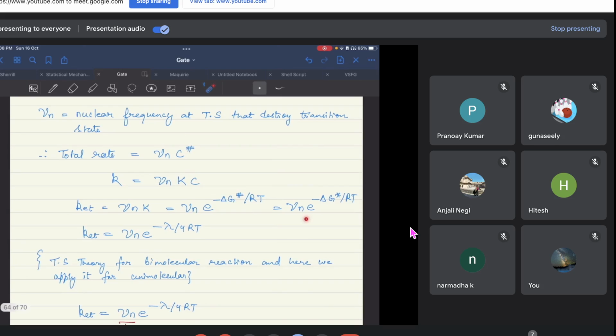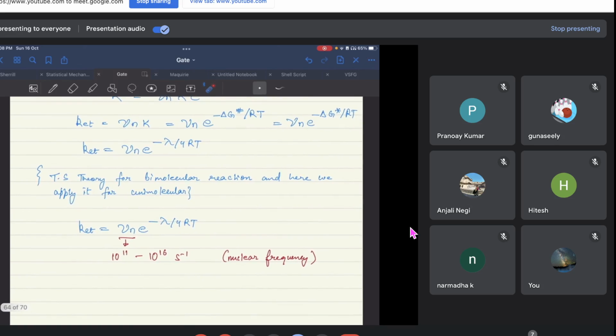But in electronic transition, or in Marcus theory, we are considering the example of a unimolecular reaction, correct? So you can write that not as dagger but as minus delta G star. And again, you can substitute your delta G value, that is lambda by 4. And this will be the transition state theory for a bimolecular reaction, as I have told you, and here we apply it to the unimolecular reaction for my electron transfer. Now finally, this is my K_ET, that is my rate. So this is mu n e to the power minus lambda upon 4RT.